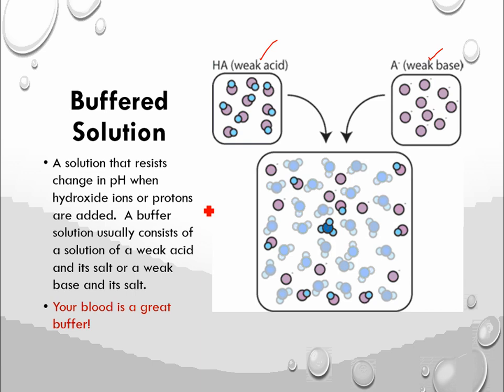constant. A buffer solution usually consists of a solution of a weak acid and its salt, or a weak base and its salt. A great example, your blood contains the carbonate buffer system, which keeps your bodily pH, give or take 0.05 of a pH. And that big of a swing even could cause you to have to go to the emergency room. Your body is a fantastic set of buffers.